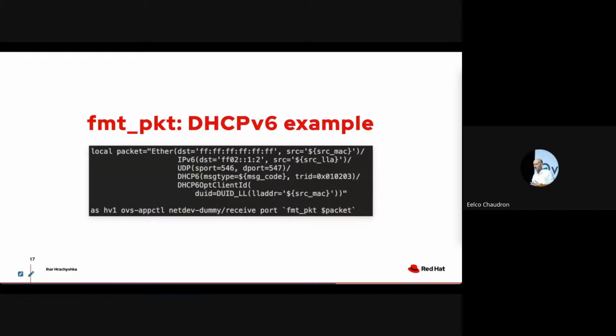In the first section of the test code snippet, we define the packet format. This format uses Scapy as the backend. The string is just a piece of Python code using Scapy classes. Here you can see that a DHCP version 6 packet with an additional client ID option is defined. In the second line, the format packet helper function is called to produce the hex string for the packet payload, and the result of the function is passed to the receive command.